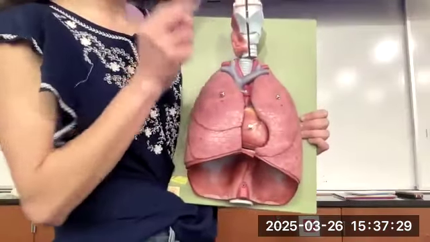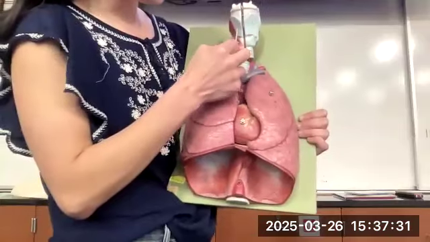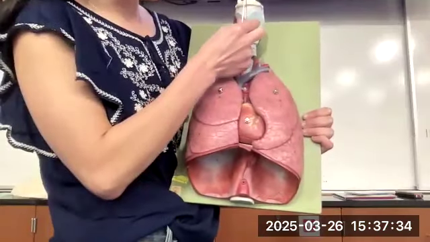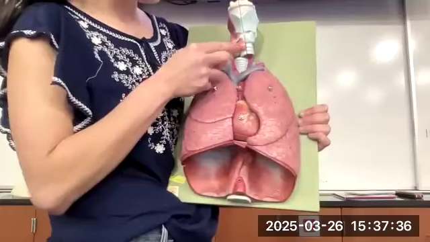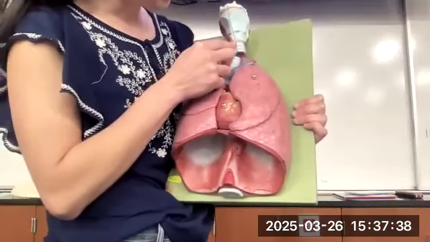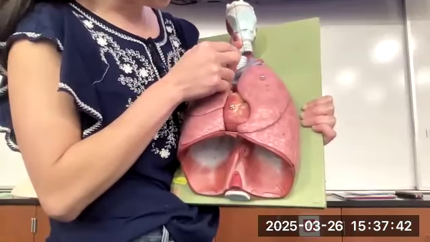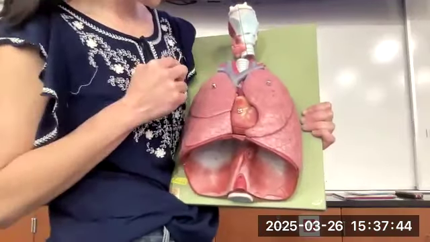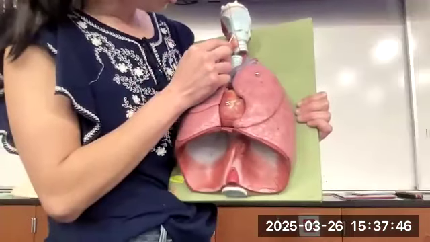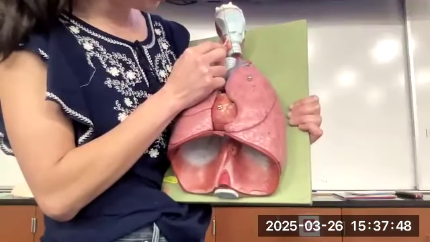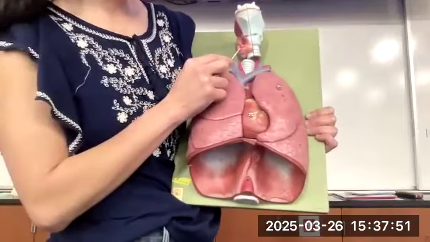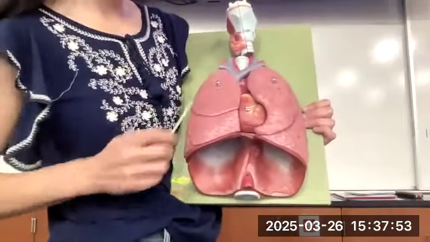Here's your hyoid bone. Thyroid cartilage. This ridge is the laryngeal prominence. Cricoid cartilage. Trachea with the tracheal cartilages. Cricothyroid ligament. This is your thyroid gland.